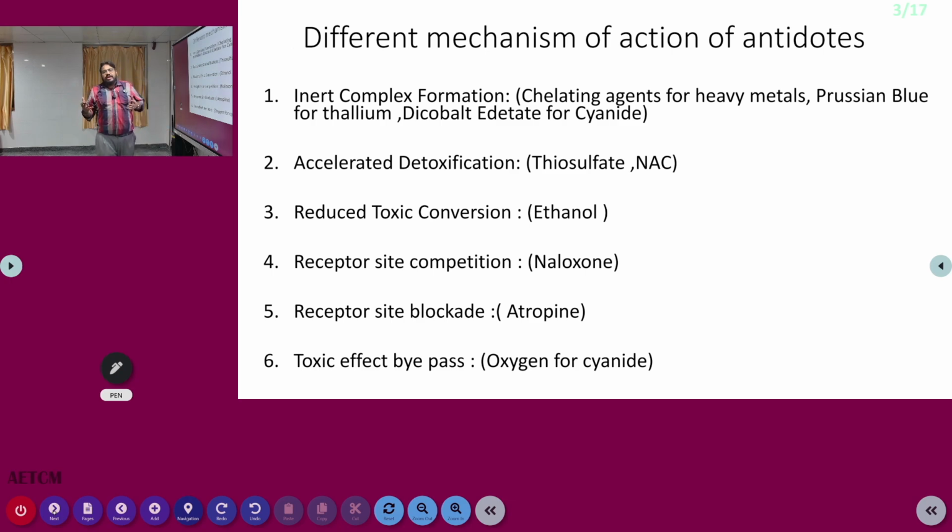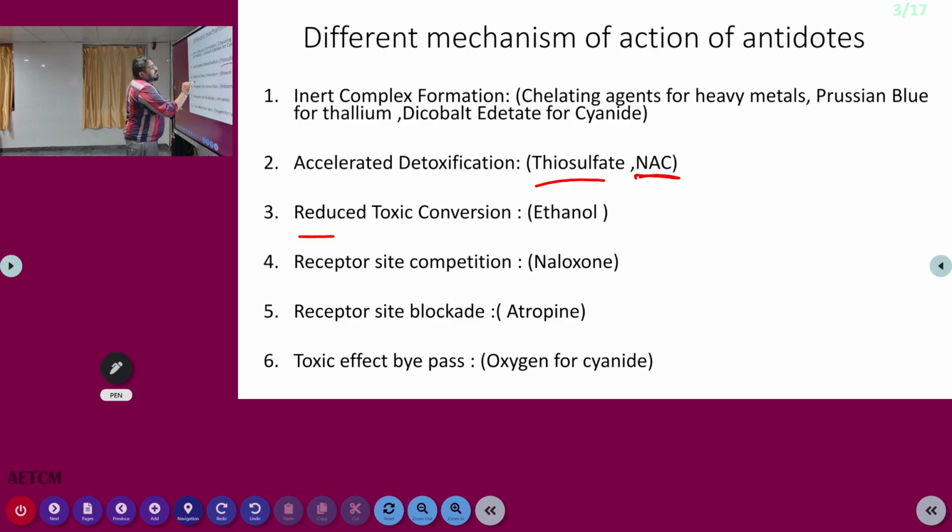So, what is the mechanism of action of an antidote? Antidotes basically function in 6 ways. One, they form an inert complex, like chelating agents for heavy metals: succimer, dimercaprol, or D-penicillamine for lead toxicity, Prussian blue for thallium, dicobalt EDTA for cyanide. So they form an inert complex, and as a result it produces its antidote effect. Then there is accelerated detoxification, where the most common example is N-acetyl cysteine, and thiosulfate in case of cyanide toxicity.